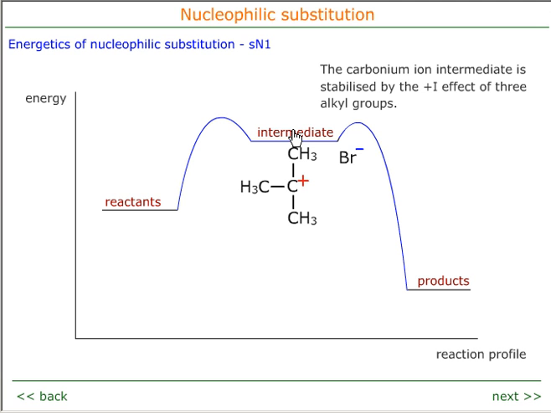Now the reason why this intermediate is stable is that it's stabilized by three alkyl groups. The positive charge is spread out by the positive I effect, which means the positive inductive effect of three alkyl groups. That weakens the strength of the positive charge and stabilizes the carbonium ion.